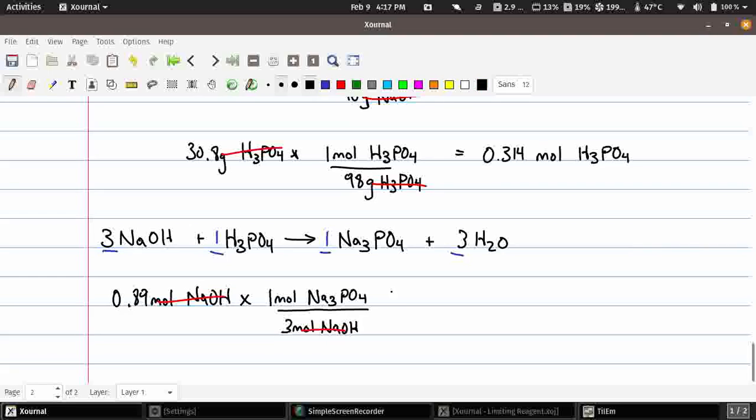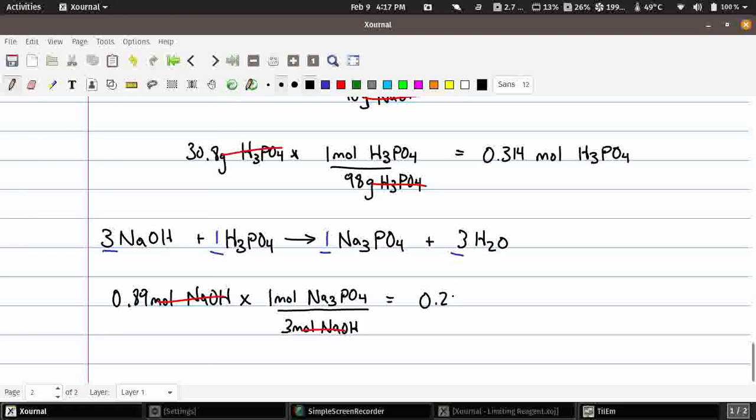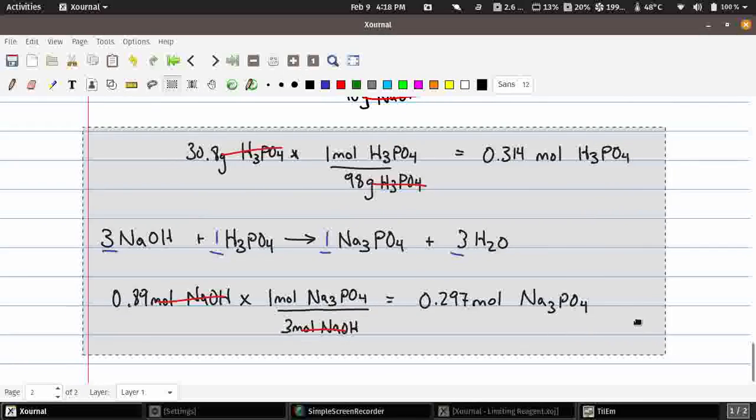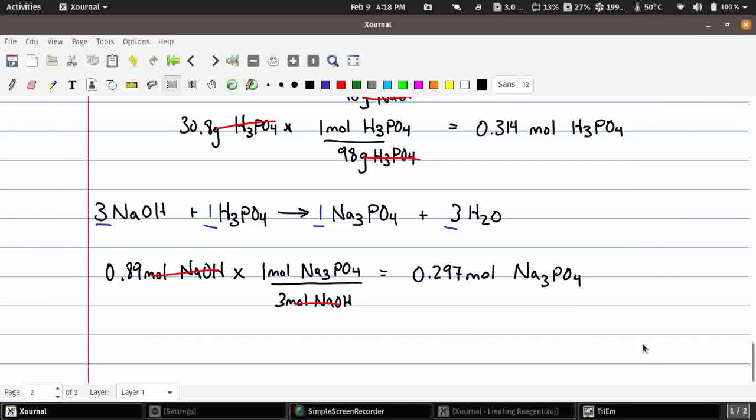So let's get our answer, because you're going to need a calculator for this. We have 0.89 divided by 3, and our answer is approximately 0.297 mole of sodium phosphate. So using the amount of sodium hydroxide we have, we're able to make 0.297 moles of sodium phosphate. Let me move all this stuff up so I have room to finish this.